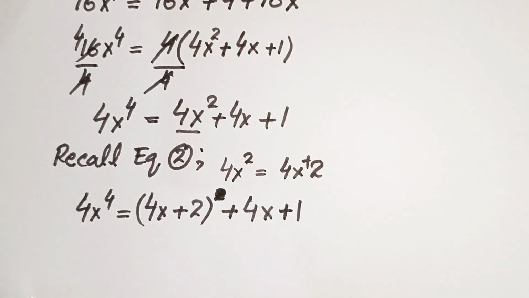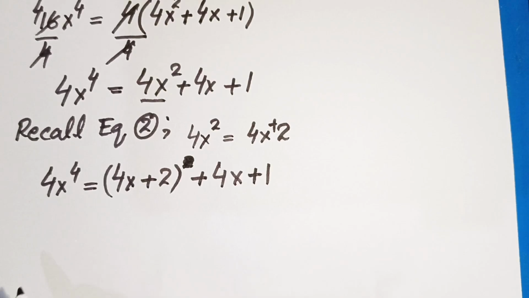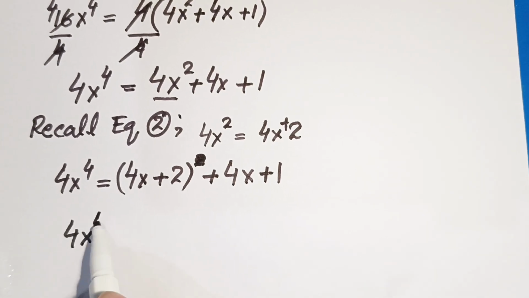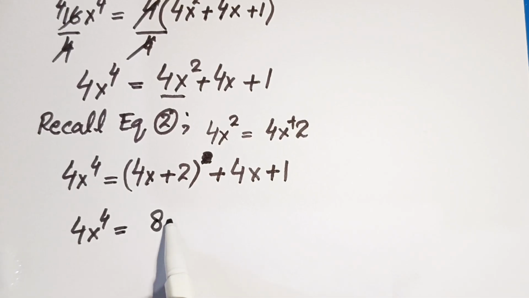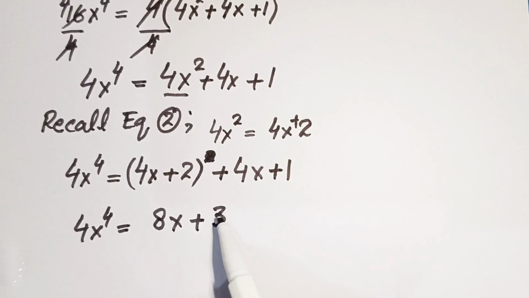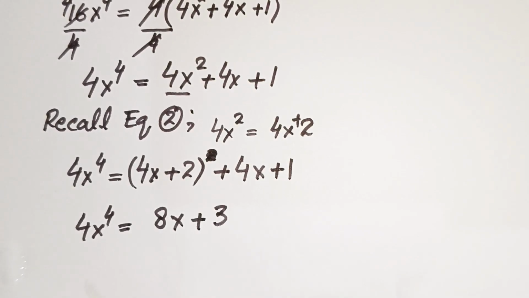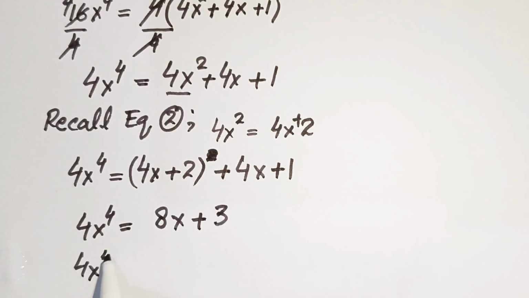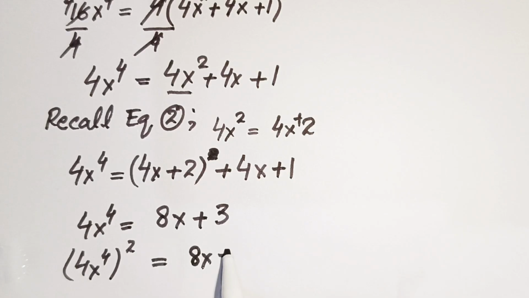So our next step will be, now 4x to the power 4 is equal to this 4x plus this 4x, which is 8x, plus 2 and plus 1 is plus 3, so 8x plus 3. Now taking square on both hand sides, we have (4x to the power 4) whole squared is equal to (8x plus 3) whole squared.